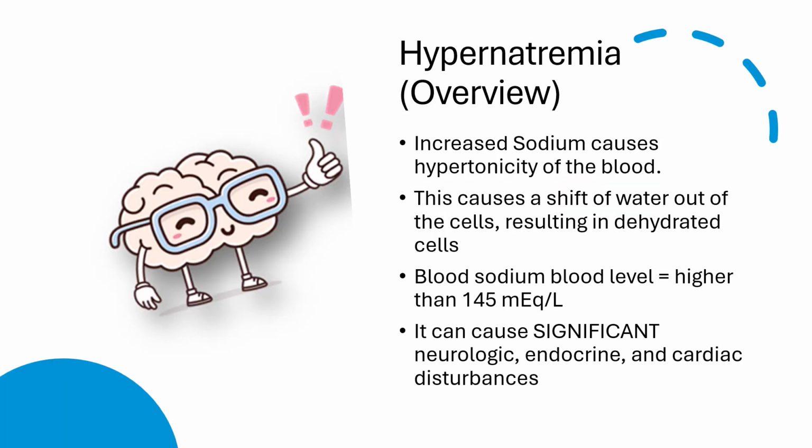So, just as an overview, increased sodium causes hypertonicity of blood. This causes a shift of water out of the cells, resulting in dehydration. Because remember, water flows where sodium goes. So, all of that water is moving out of the cells to follow the sodium. A blood sodium level higher than 145 can cause significant neurological, endocrine, and cardiac disturbances.